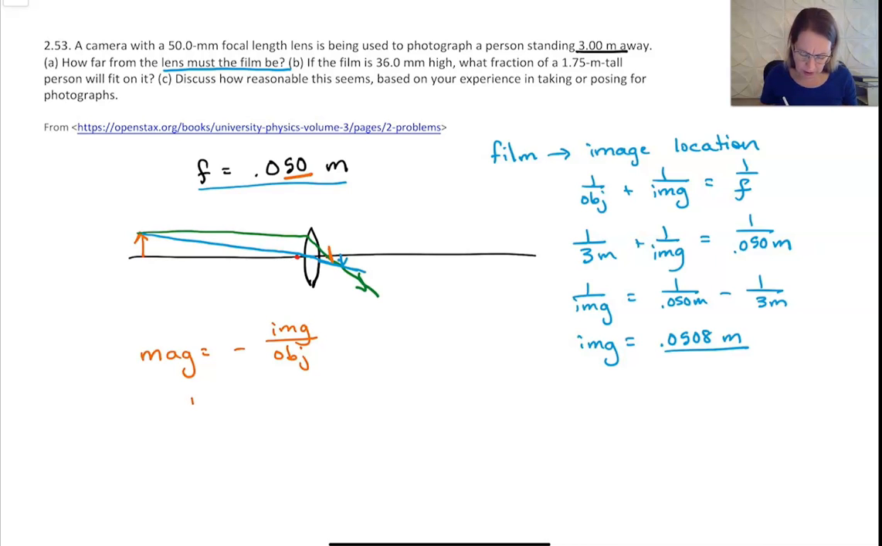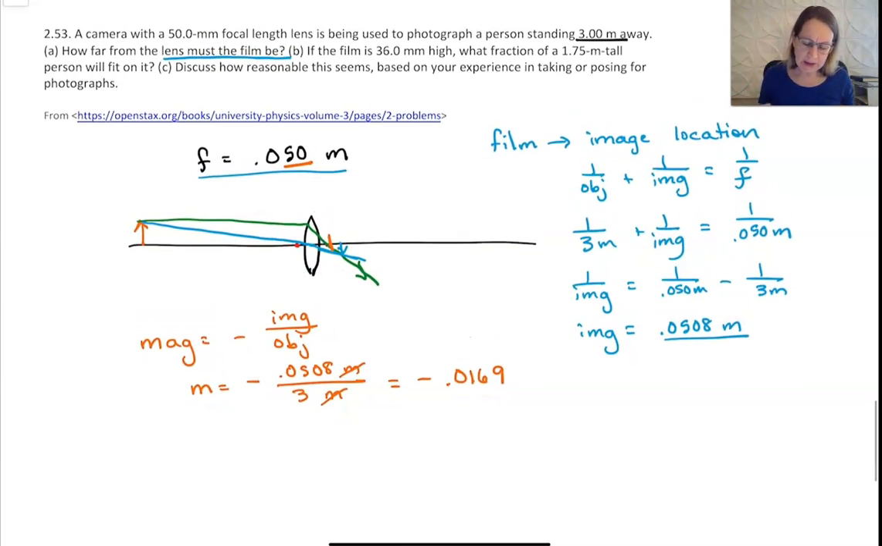And so if we do that, the magnification is minus 0.0508 meters over 3 meters, or I get a magnification of about minus 0.0169. There are no units because the meters cancel out. So it gets minimized quite a lot. It gets to be a much smaller image.